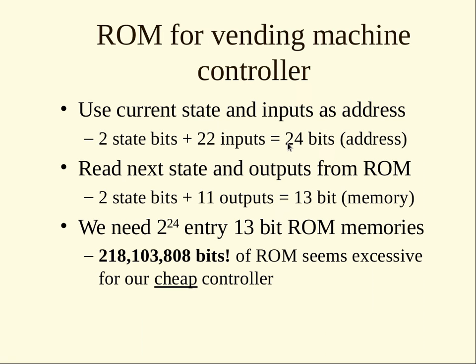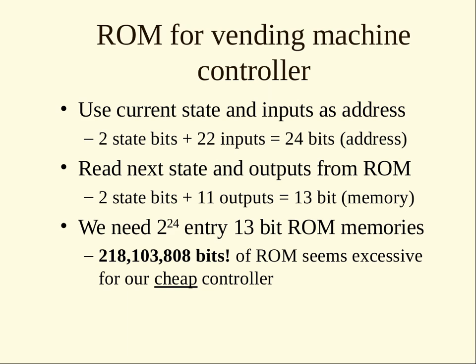Why do you have 13 coming out? Because you need to update your 2 state bits, and you have 11 outputs. What would be 11? The drink latch release, so there's 1 for each drink, so that's 10 right there. Then the other output is your refund button. So there's 11 outputs plus 2 state bits, which would be 13 bits coming out of the ROM. So we need a 2 to the 24 entry 13-bit ROM, which would require a lot of bits. Not acceptable.